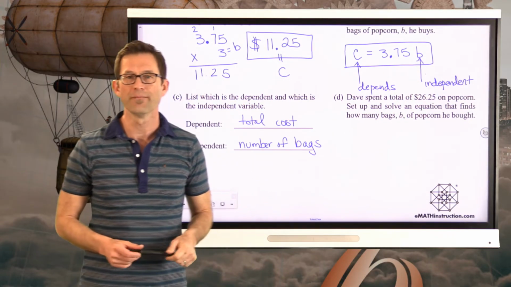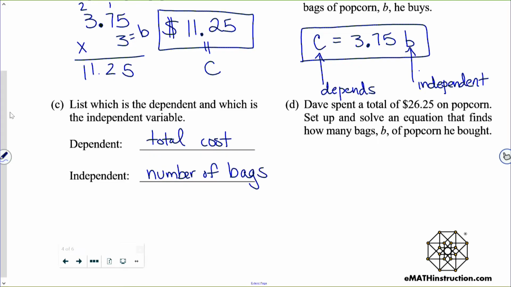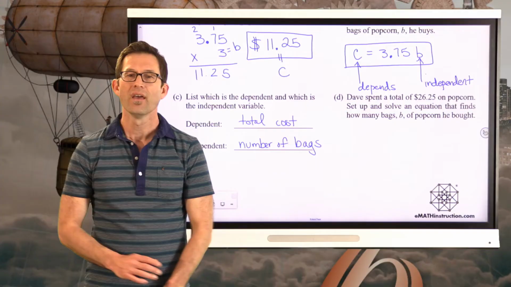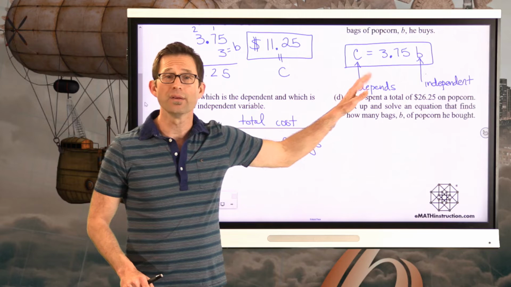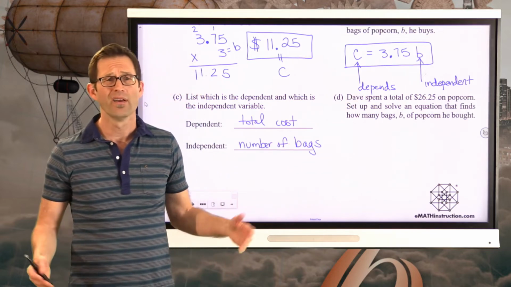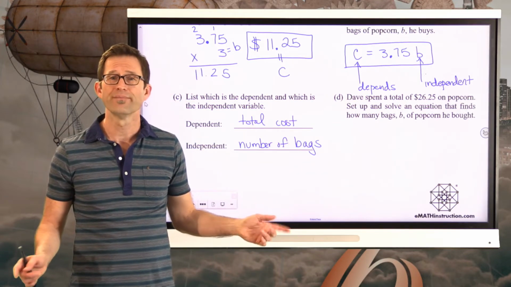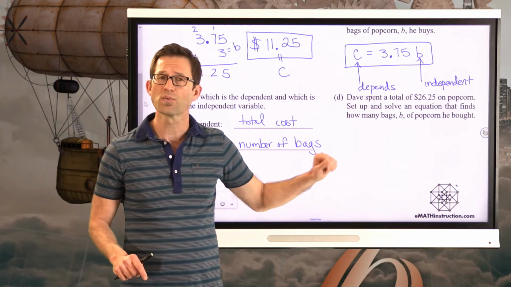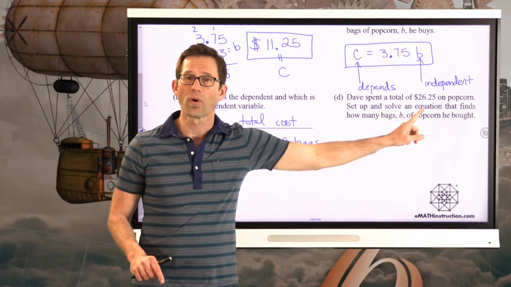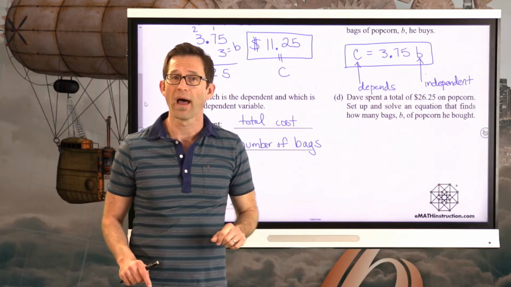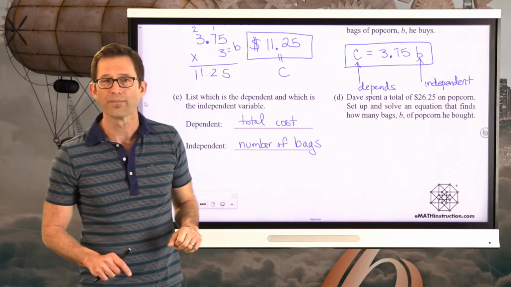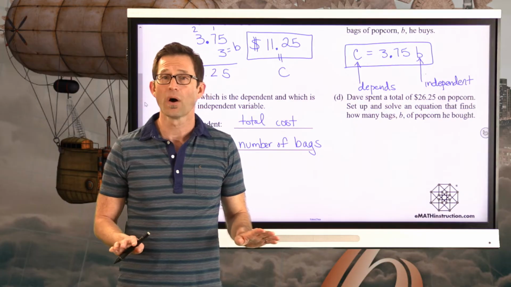Now, finally, letter D. Dave spent a total of $26.25 on popcorn. Ouch, that's a lot of popcorn. Set up and solve an equation that finds out how many bags B of popcorn he bought. So one of the things about this formula is, you give me the number of bags of popcorn, it's easy to figure out the total cost. But in this case, we've given you the total cost, and we want the number of bags. Let's set up the equation together, and then we'll use a little bit of algebra to solve it.